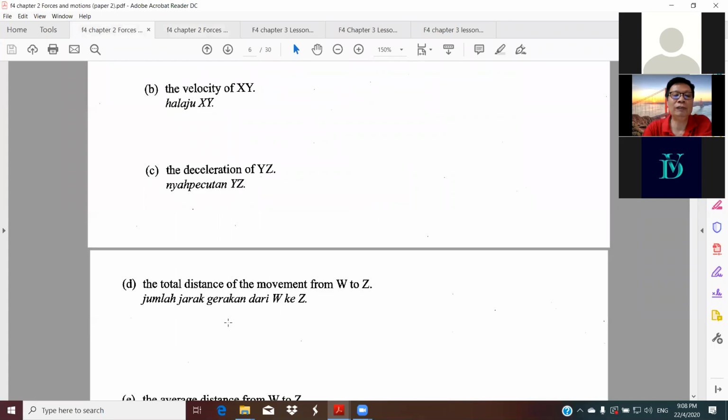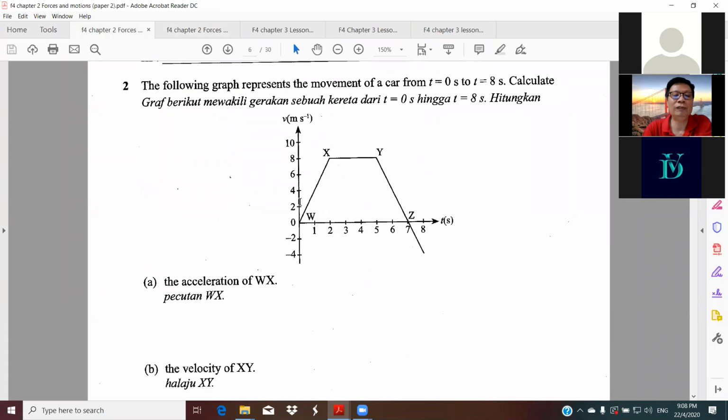Total distance moved from W to Z. Okay, total distance here. You find the area, right? Find the area of the whole thing now. So to find the area, you divide it into 3 parts.